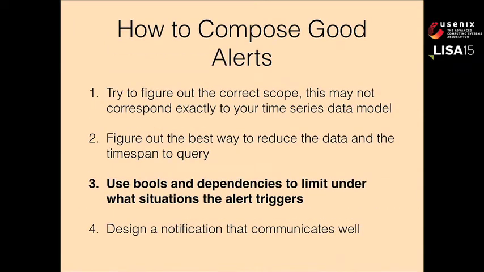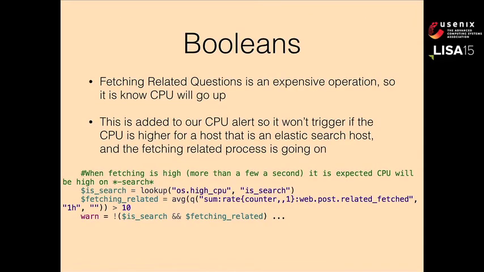Also, another common situation is to use Booleans and dependencies to limit under what situations an alert will trigger. So on our CPU alert, we have Elasticsearch running. I have this query with lookup tables, which I didn't show here, but they're basically like case statements. So I say, is this a search box? And if it is a search box, is this other operation going on called fetching related questions, which I know is expensive on Elastic, and it happens at various times.